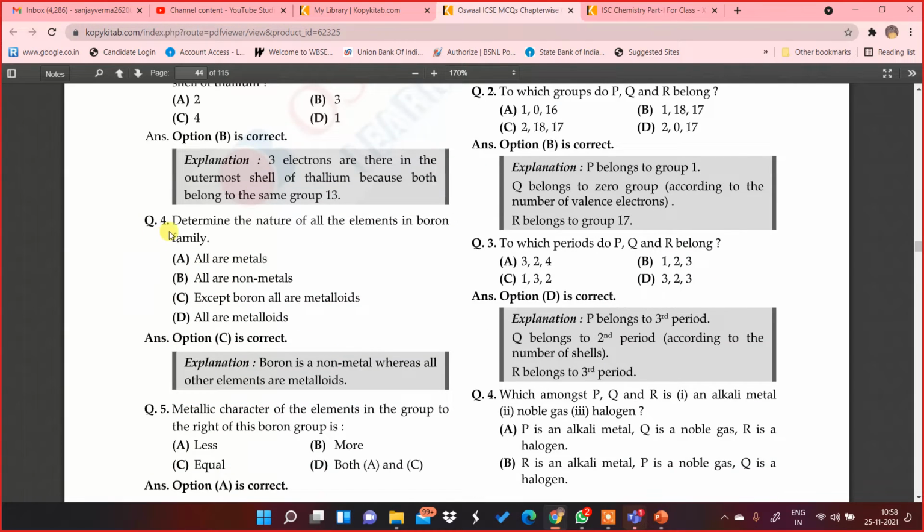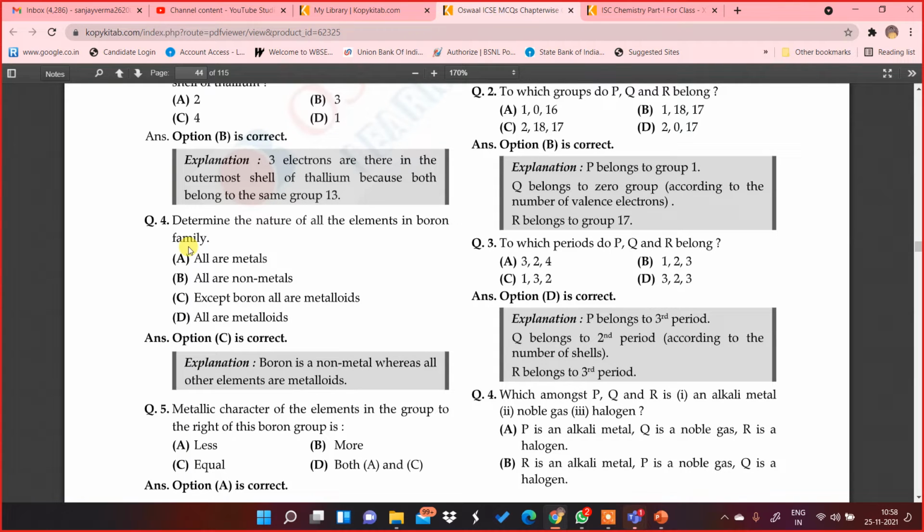Question number 4: determine the nature of all the elements in the boron family. All of them, what is the nature? Boron, aluminum, gallium, indium, thallium. So here, except boron, all are metalloids.